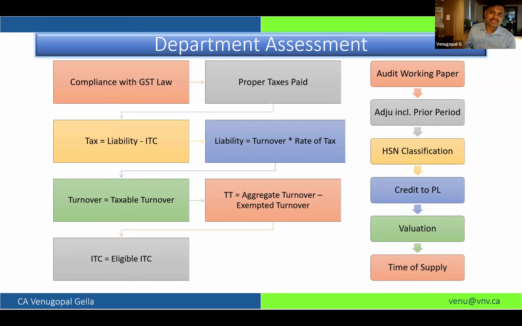Have HSN wise classification, because the rate of tax derives only from HSN. Look at all credits in the P&L. Look at the valuation adjustments, especially discounts and financial credit notes. There would be a difference in time of supply. Your income computing disclosure standard or accounting standard, IFRS, versus section 12 and 13 of the GST Act, there would be a time difference. Make those subtle adjustments with the time of supply.